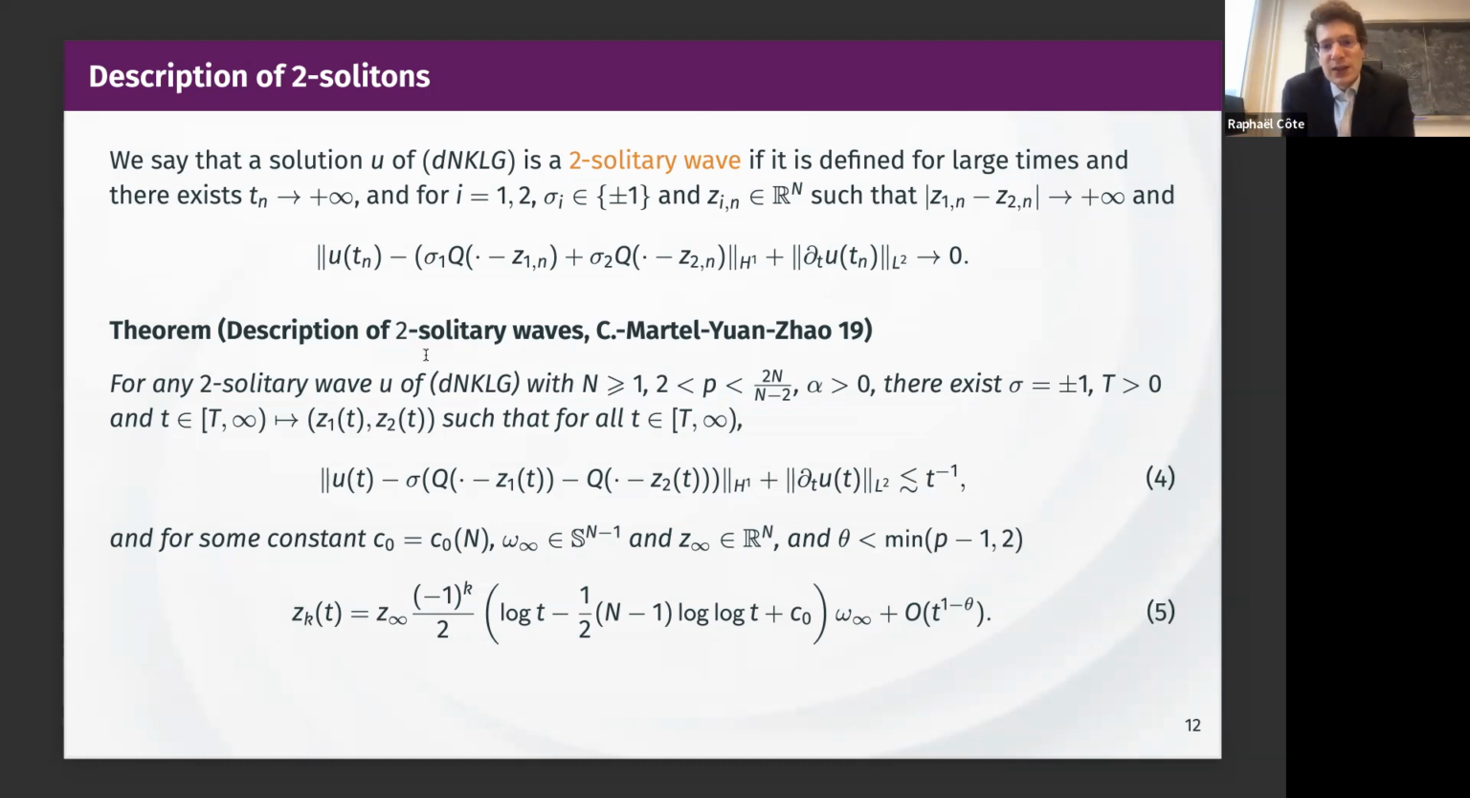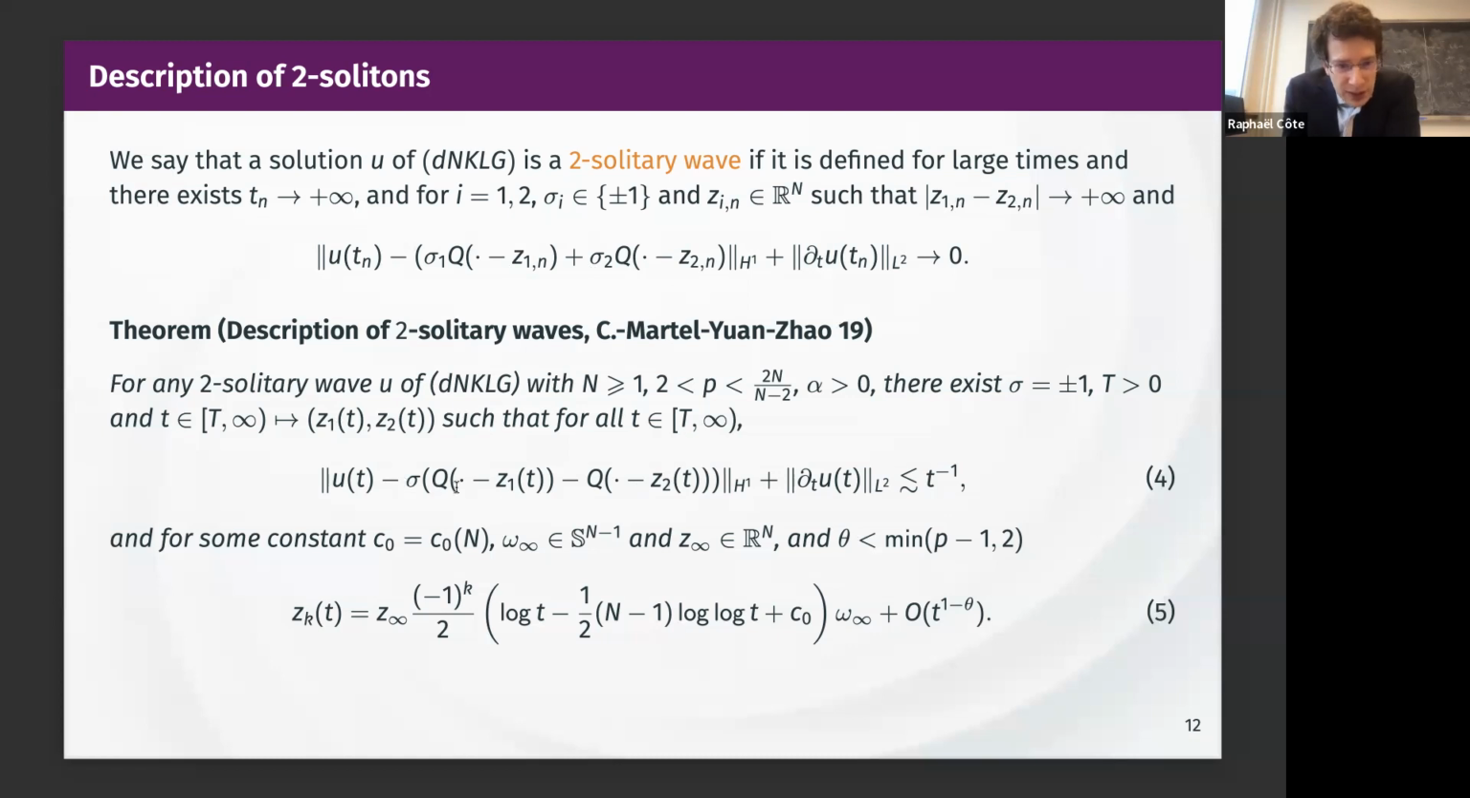But if you assume that at least for a sequence of times, your solution is near the sum of decoupled solitons, that is, a sum of two solitons which are far away from one another, the centers Z1n and Z2n, with the distance tending to infinity. If this occurs for a sequence of times, then it actually occurs for all times. So you have continuous functions Z1 of t, Z2 of t, such that this decomposition takes place.